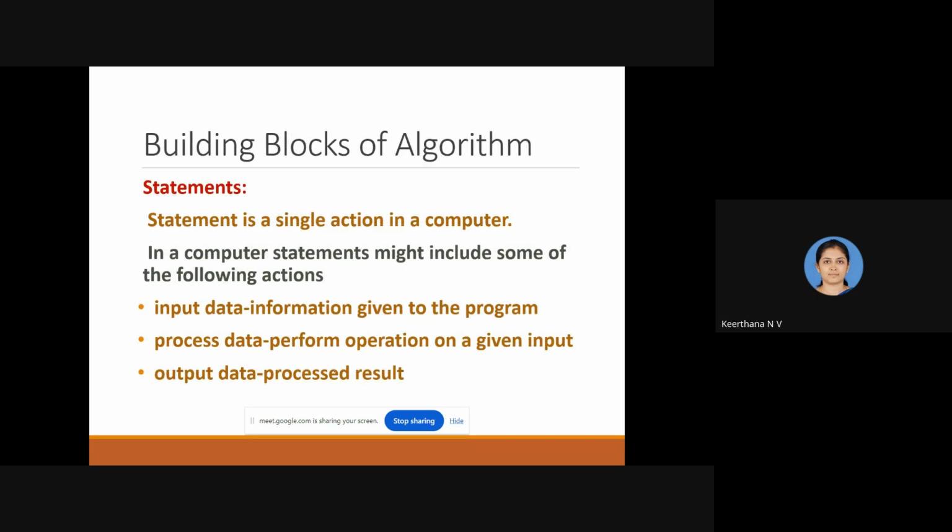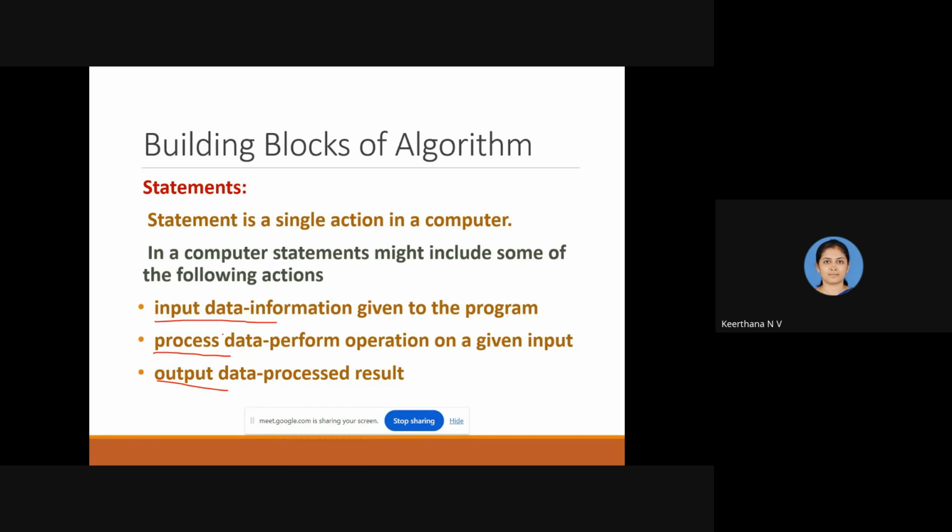Now, the building blocks of an algorithm. The first thing is a statement. For example, step 1, start the program, is one statement. This is a single action in a computer. The statements in the algorithm will include input data information, that is, what inputs you are going to give to your program. It should also contain what output it is producing, and for producing the output, what processes it includes.